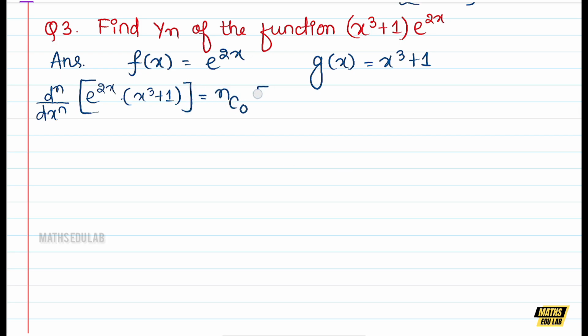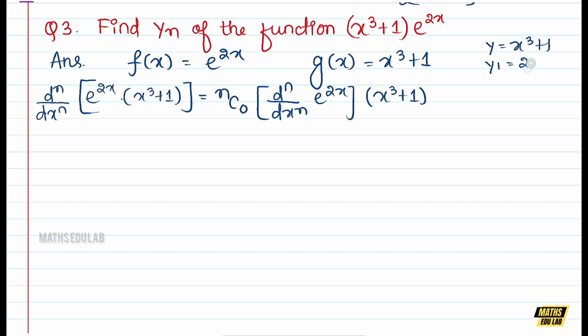The nth derivative of f of x. Here f of x is e to the power of 2x times g of x, where g of x is x cube plus 1. So y is equal to x cube plus 1, y1 will be equal to 3x square, y2 is equal to 6x and y3 is equal to 6. So we will take up to nC3.